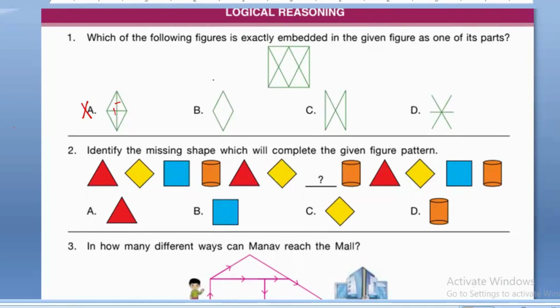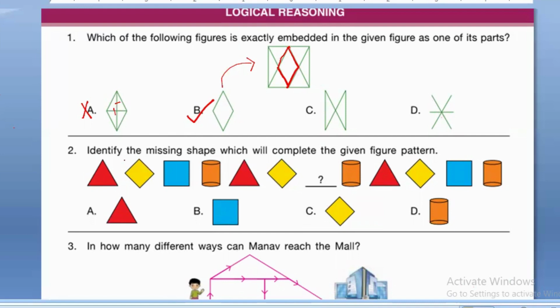Now let's move to option B. In option B you can see a diamond shape only. If you look for this shape in the figure, you can see the diamond shape is here. So this diamond shape, which is option B, is exactly embedded in the figure. Correct? So your answer should be option B. Similarly, option C is not in this figure, and option D is also not in this figure, because option D has a horizontal line in between, and there is no horizontal line in between. So option B is the only option which is exactly embedded in this figure.